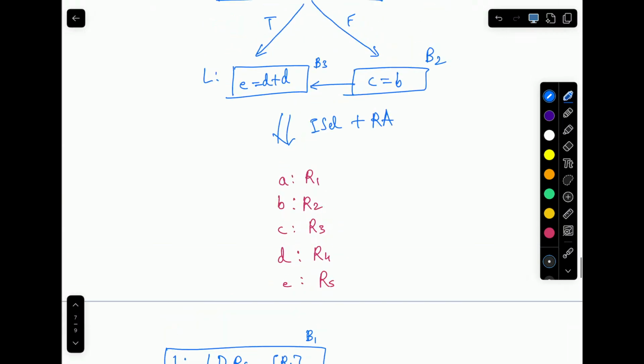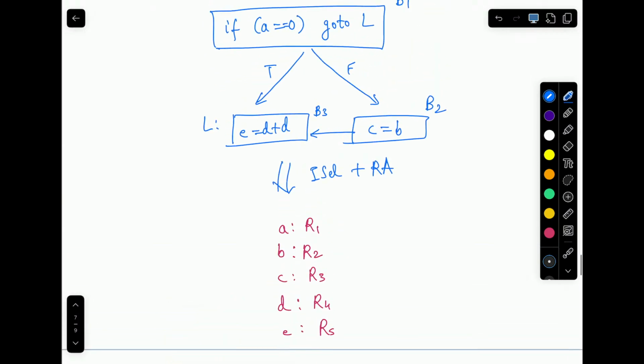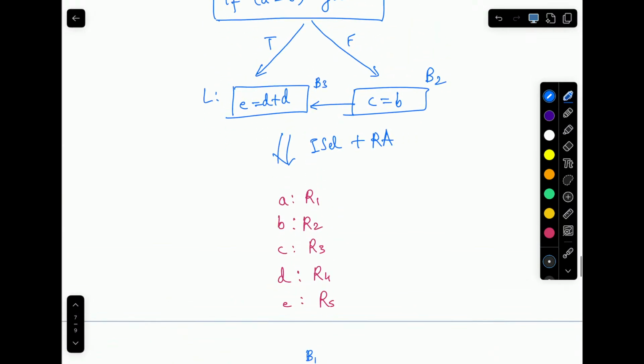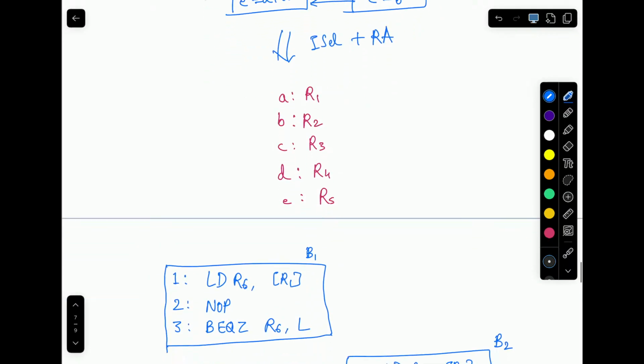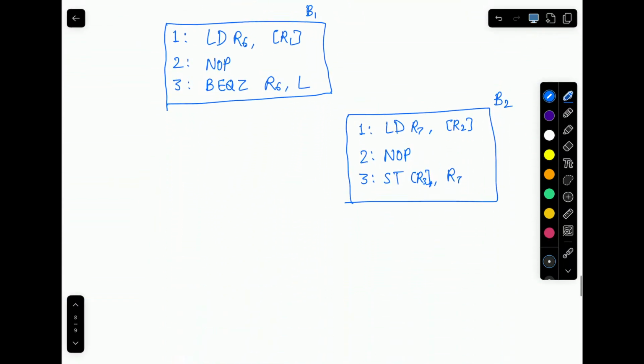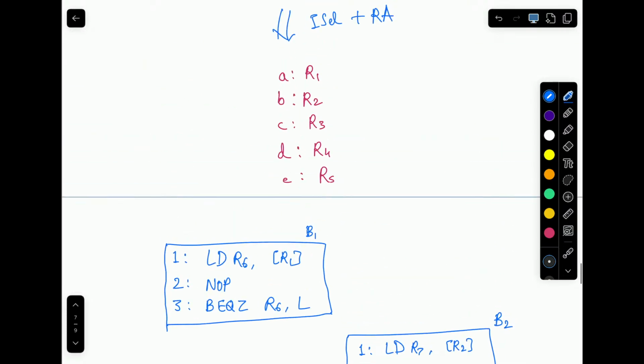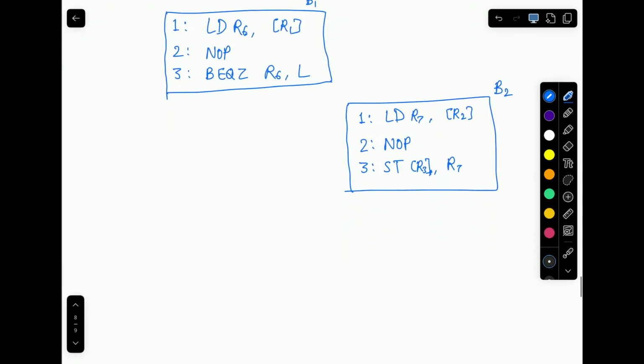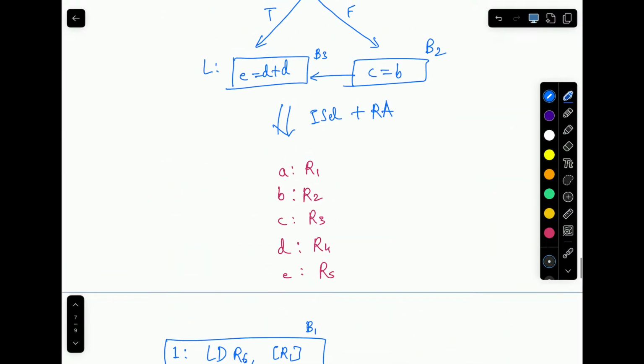What about B3? In B3 I do E equals D plus D. So I have to read D from the address in R4 into some register before I could perform addition. So let's say in cycle number 1 here I do load and I put into R8 the content of register R4 where D is there. After doing this, I need to add, right? I have to add D to itself and put the result in E.